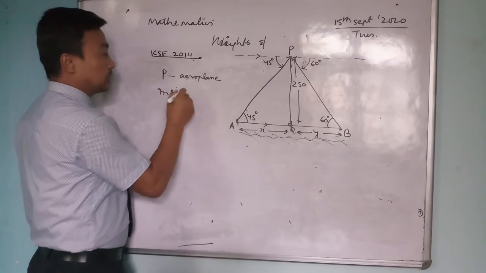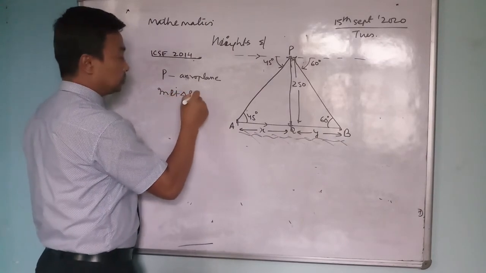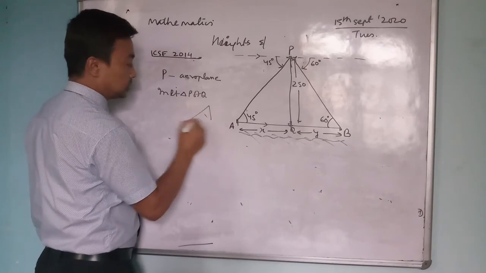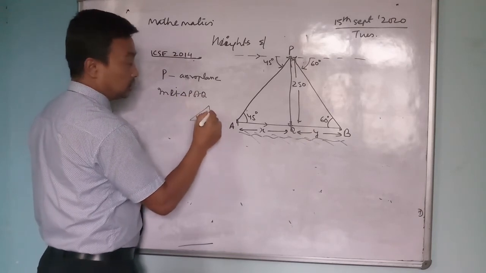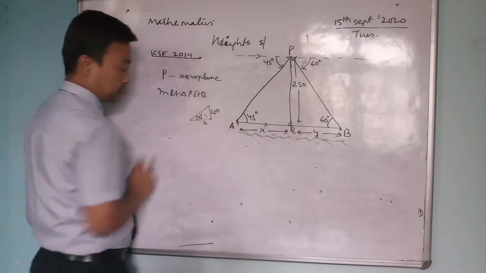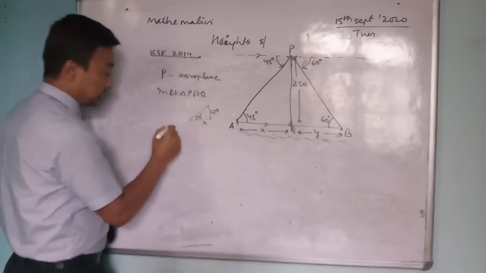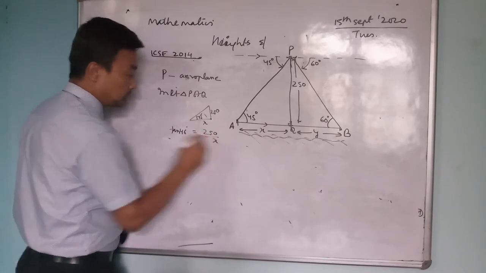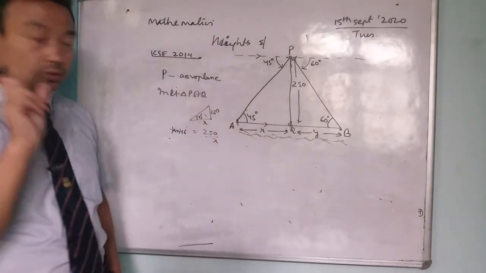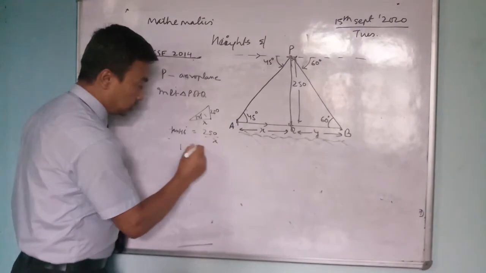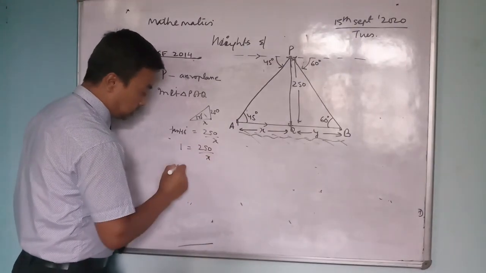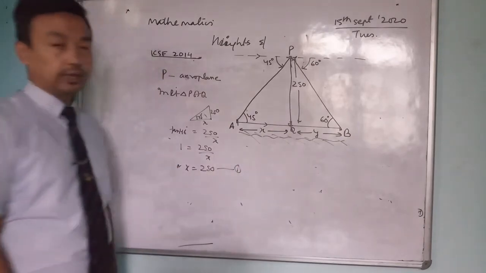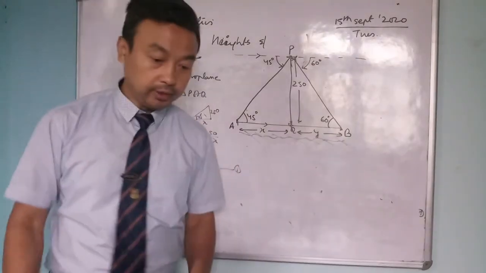In right triangle PAQ, the triangle is something like this. This angle is 45, this is 250, and this is x. Now since it is 45 you can take tan directly. Tan 45 is perpendicular by base, and we know the value of tan 45 is 1. So 1 equals 250 by x, therefore x is 250 meter. So this is the first value, 250 meter.